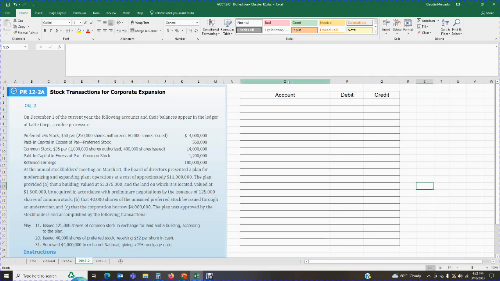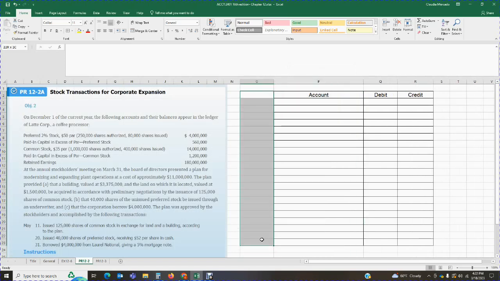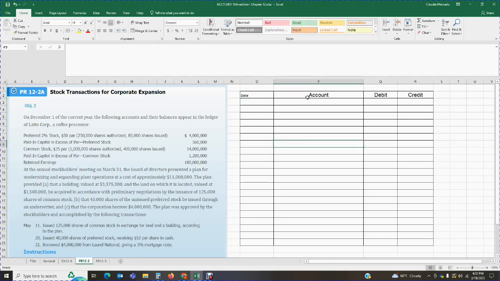The plan was approved by the stockholders and accomplished by the following transactions, which we're going to be recording. Okay. Let me go ahead and insert here another column for the date, because these specific transactions do have a date. Okay. So let's go ahead and enter that. Okay, so we have a journal set up here with the date, the account, the debit, and the credit. And we are to journalize these transactions that occurred May the 11th, May the 20th, and May the 31st. So let's go ahead and begin with May 11th. Okay, let me go ahead and just format all of this. Arial 16. Okay, so we are doing May the 11th.